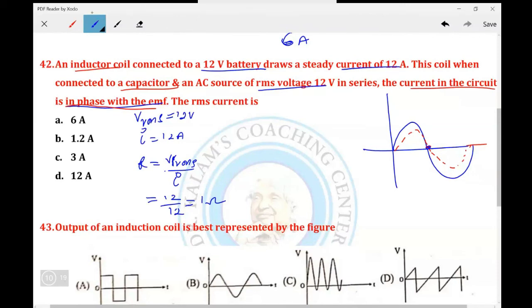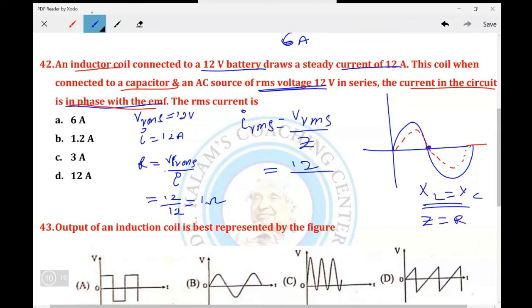Or you can take the circuit is at resonance. You can say XL will be equal to XC. So you can find IRMS, which is equal to VRMS by Z. But Z will be equal to R. VRMS value is 12 volt, given here. Then by Z, resistance value is 1, so 12 amperes. If you read the question carefully, the answer is right there.